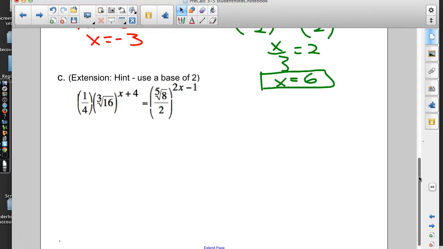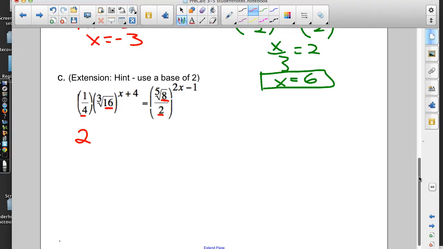So now, look at that one. This one says we're going to use a base of 2. So the first thing I do, if that hint isn't there, is I go through this and I think, okay, numbers to pay attention to: 4, 16, 8, and 2. And just kind of work through it in your brain. Oh yeah, those are all powers of 2. So now what they're getting at is we're going to write all this stuff as powers of 2. So how do you write 1/4 as a power of 2?